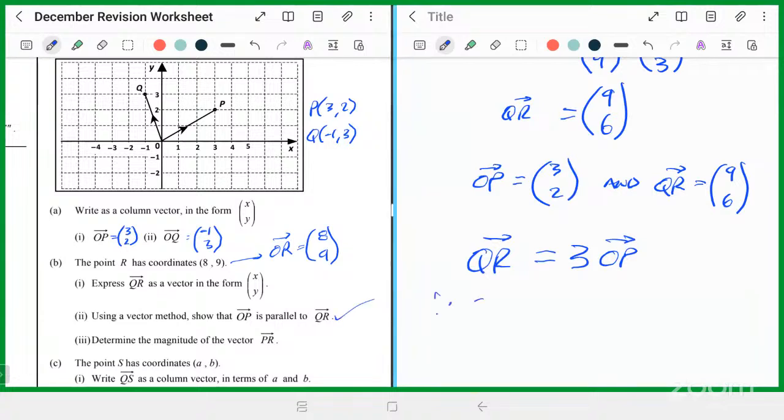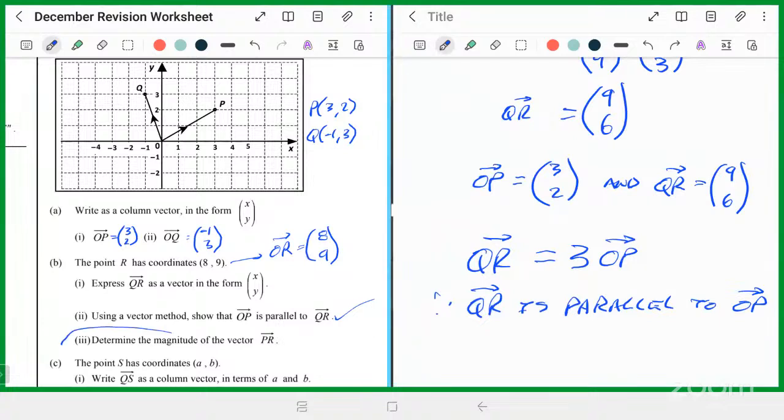Therefore, QR is parallel to OP, because we got this equation right here: one is a multiple of the next. That's what you have to do to show parallelism. Show that one vector equals a multiple of the next one. All right, that finishes that one.